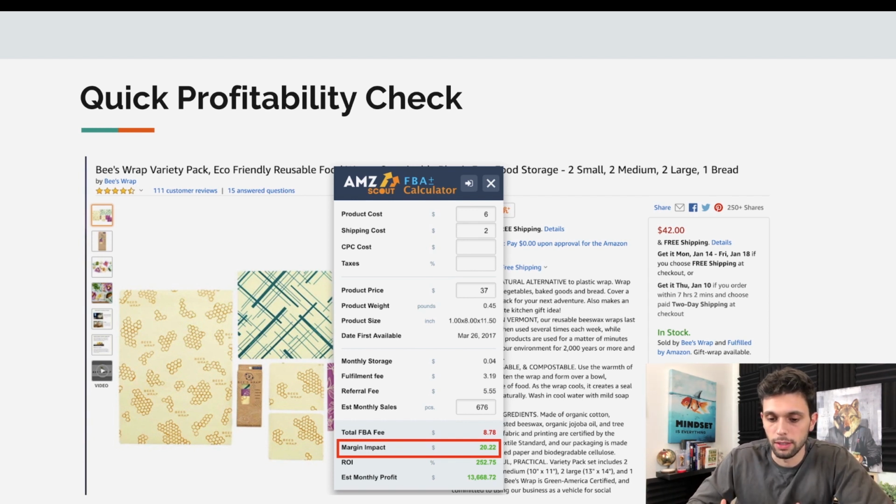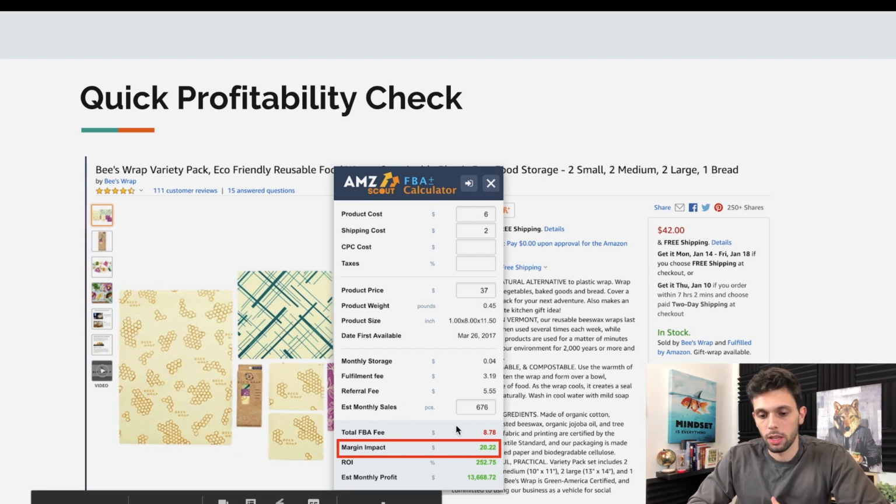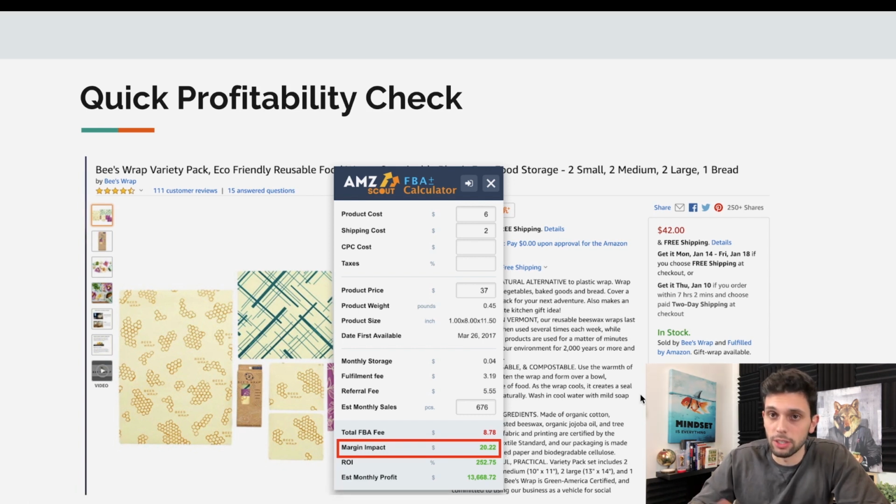So I wanted to come into this niche with a $37 price tag to compete with this guy. He was selling at 42. I was going to come in at 37, and even at $37, it left me with a $20 profit margin, which was more than I could ever imagine. That was an amazing profit margin and an incredible ROI.